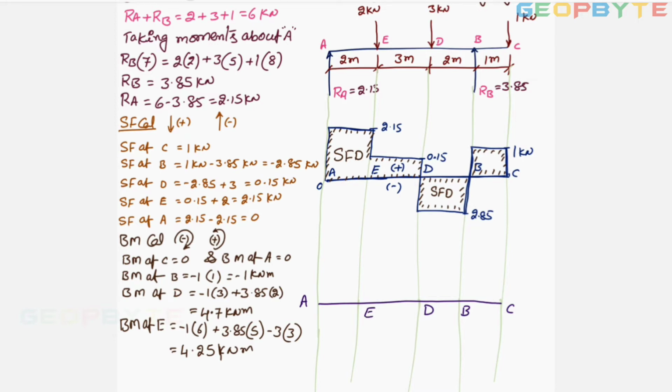BM at C is 0, A also 0. At B it is minus 1 kilonewton meter. At D it is 4.75 kilonewton meter. Here it is 4.25.